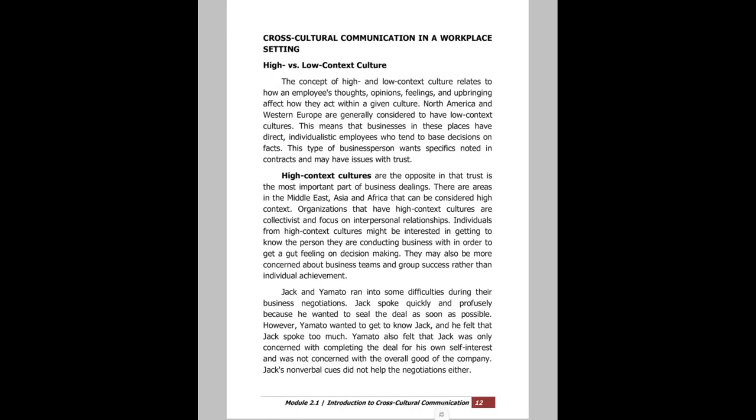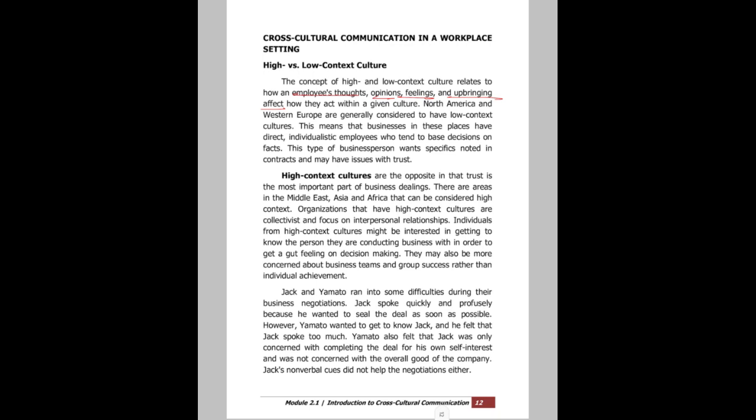So next one is the difference between the high and low context culture. So listen very carefully, or you might also take down notes of the following points that I will say. So high context versus low context culture. So let's first read this first paragraph. So the concept of high and low culture relates to how an employee's thoughts, opinions, and feelings and upbringing affect how they act within a given culture.